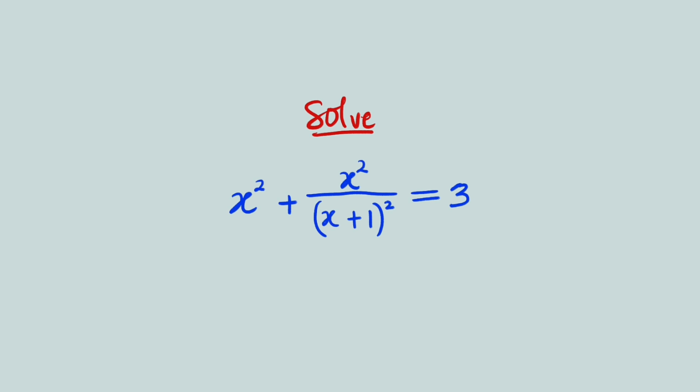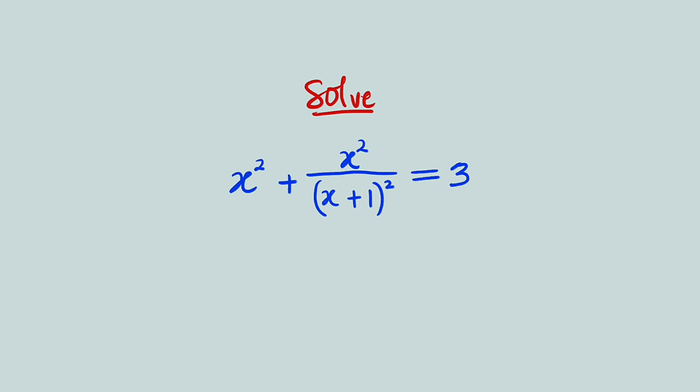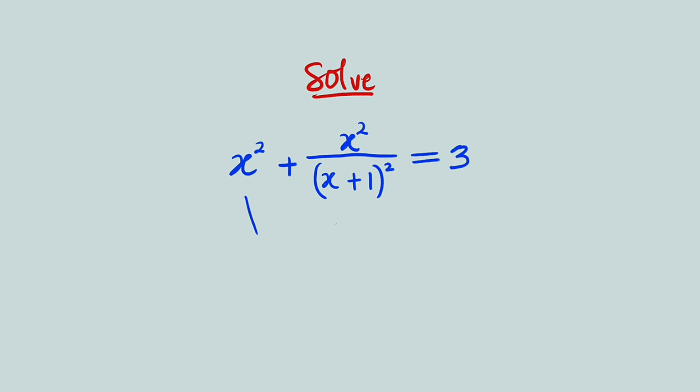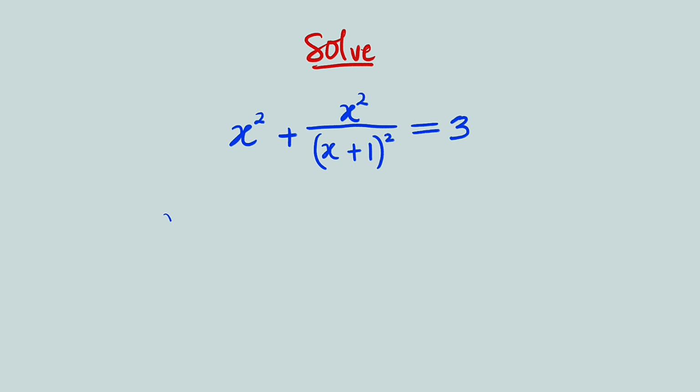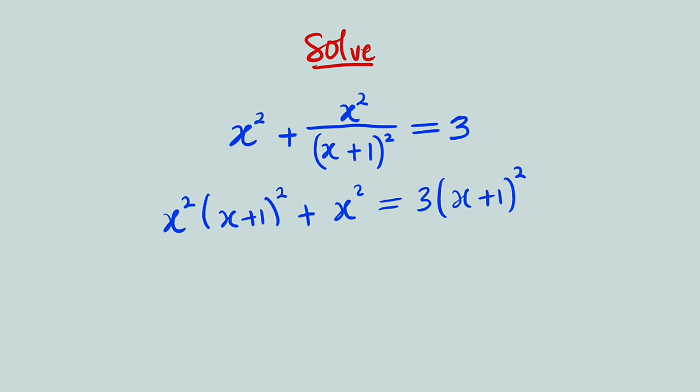For me, I always like to clear the fractions in an equation. So let's multiply this 3 by this denominator, which is (x plus 1) to the power of 2. If you multiply by x squared, you have x squared multiplied by (x plus 1) raised to the power of 2 plus, if you multiply that with this, it will just cancel the denominator, leaving only x squared, and this is equal to 3 multiplied by (x plus 1) to the power of 2.